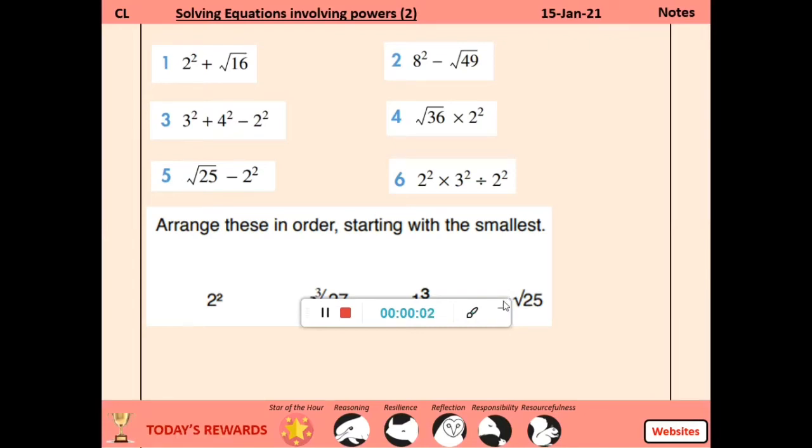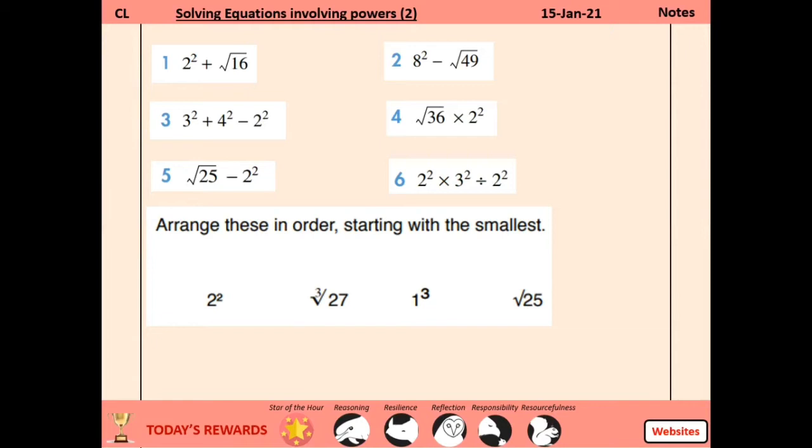Hi guys, the topic for this video is solving equations involving powers, part 2. Just quickly, there are a few starter questions here involving powers and roots. Please pause the video, give it a go, then press play when you're ready to carry on.